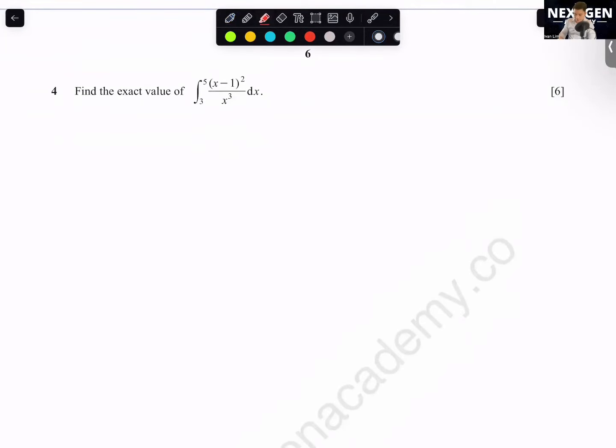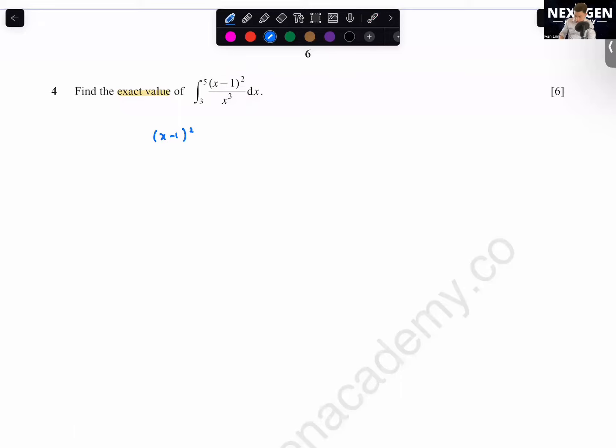Find the exact value of the integral from 3 to 5 of (x minus 1) squared over x cubed dx. Can we integrate this straight away? U over V. Cannot, right? Okay, so we cannot do this. So what to do over here? We need to simplify it first. Whenever you see a form like this, cannot do, so you need to simplify this entire thing here first.